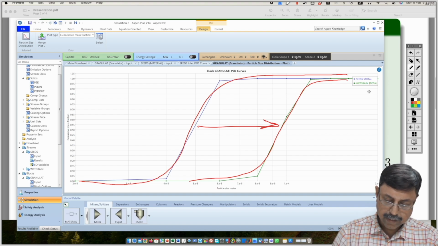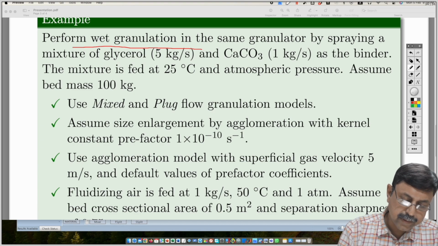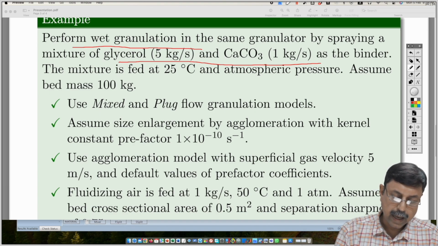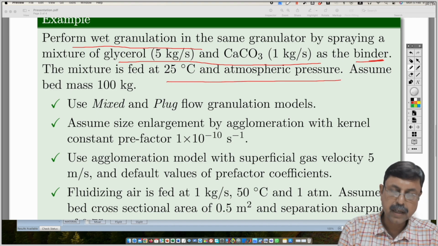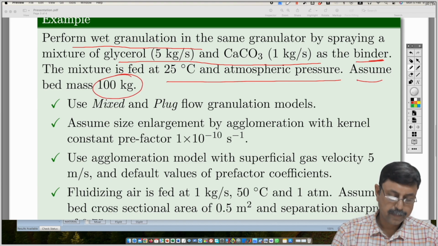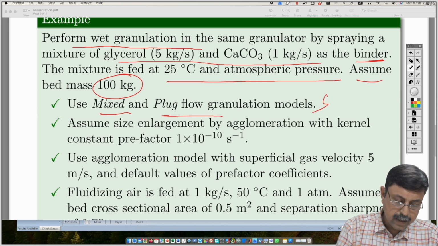Okay, now let us go to the second problem, and this is the second example, which says perform a wet granulation in the same granulator by spraying a mixture of glycerol and calcium carbonate. Now here calcium carbonate and glycerol, they have formed a mixture, and this is used as a binder. It is fed at the same condition as that of the solid CaCl3, and you assume the bed mass to be 100 kg. Okay. Now first you have to use the mixed and plug flow granulation model, and later you have to use the agglomeration model with a size enlargement kernel constant prefactor of this. And the third problem, you will use the superficial gas velocity and default prefactor coefficients.